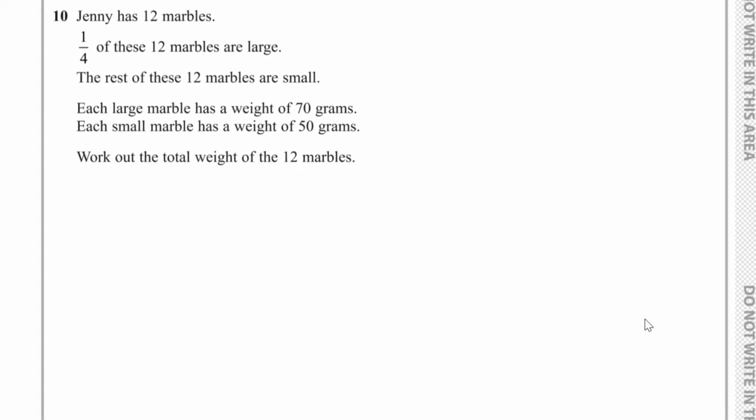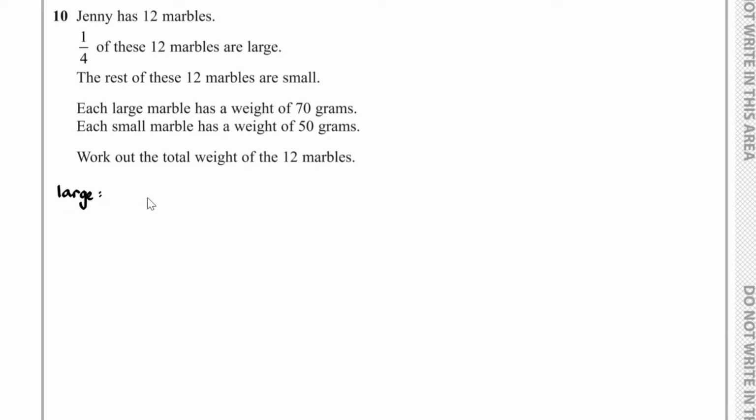Question 10. Jenny has 12 marbles. A quarter of these marbles are large. The rest of the 12 marbles are small. Each large marble has a weight of 70 grams. Each small marble has a weight of 50 grams. We have to work out the total weight of the 12 marbles. So to do this question, let's find out how many marbles are large.